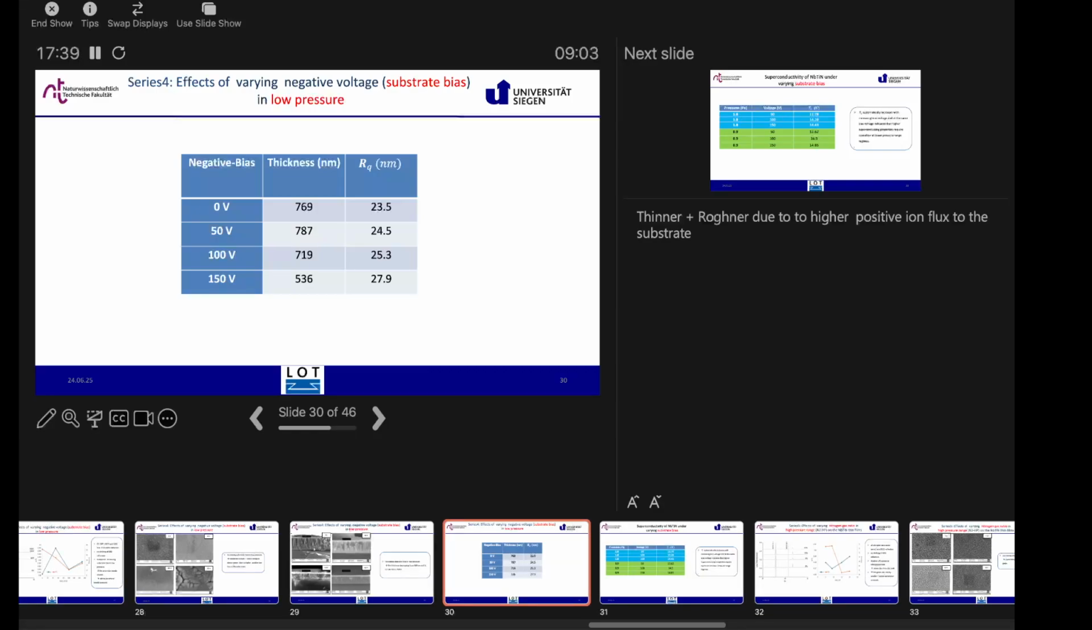We saw that the thickness is still decreasing, while the roughness is still increasing. We got rougher surfaces when we increase negative bias at low pressure.